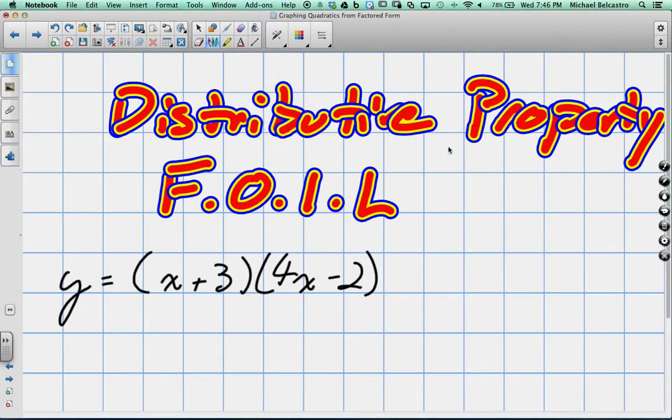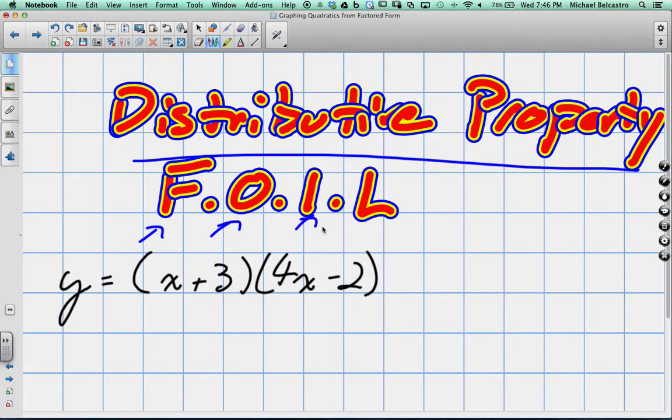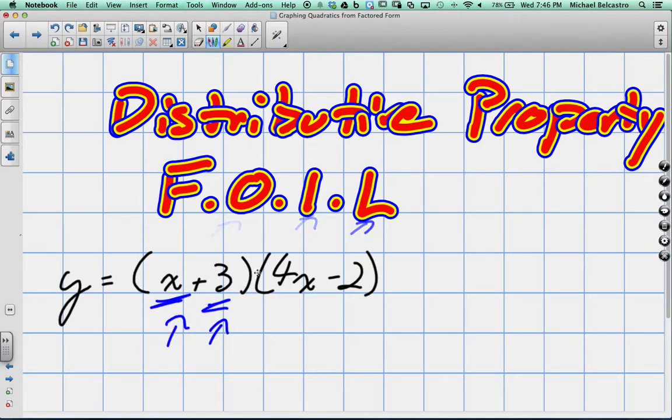Okay, so we're going to go through distributive property. It's commonly called FOIL. Sometimes they call it the rainbow method. It's essentially the idea that you take both of the numbers. These are binomials. In other words, there's two terms in each, and you're multiplying a binomial by a binomial.